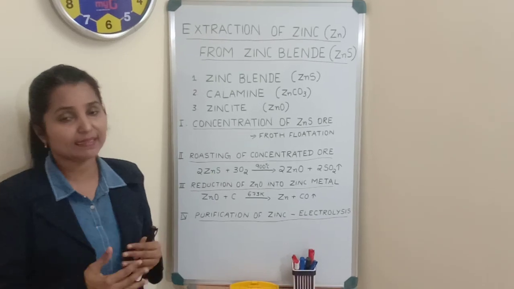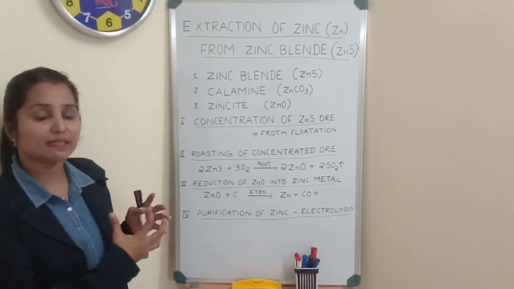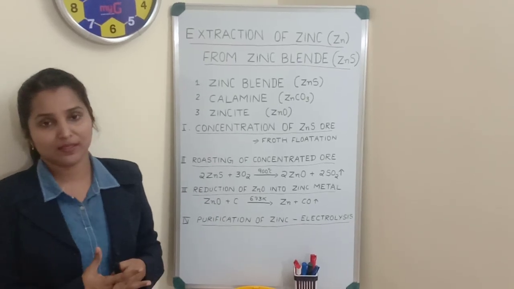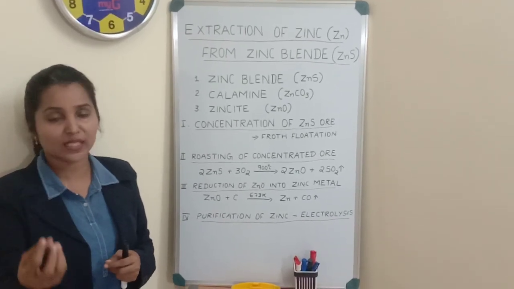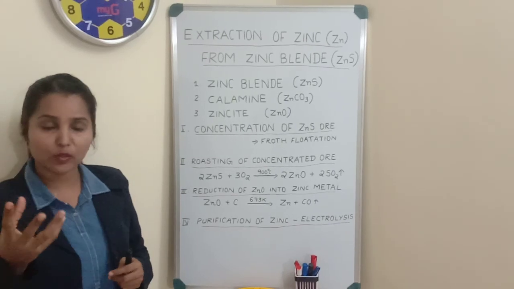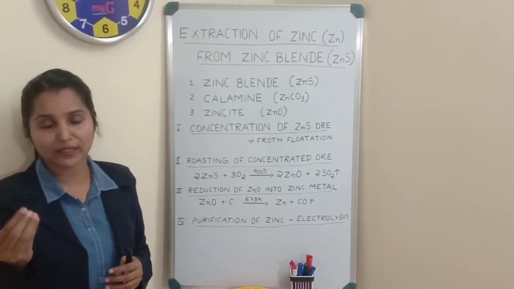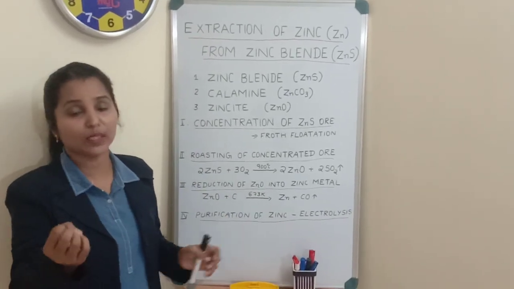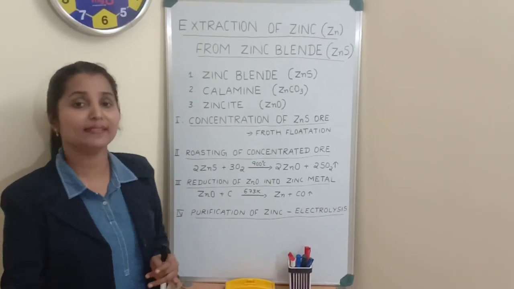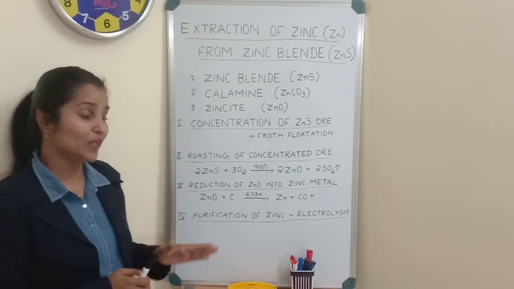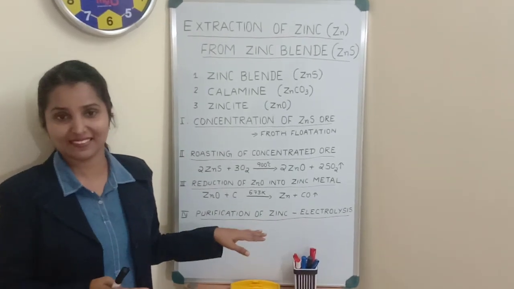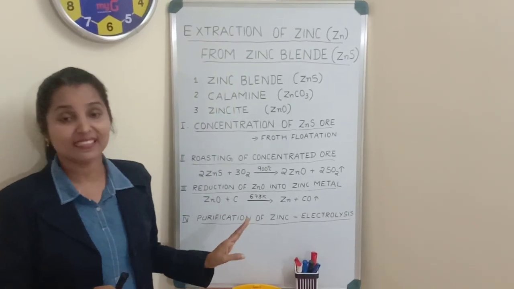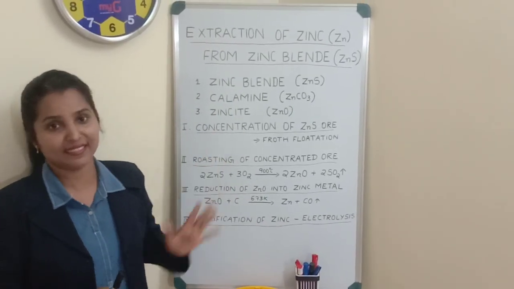When the electricity passes, this pure zinc will be deposited on the cathode and the cathode bulges out. And the anode will be slowly losing its weight and the anode mud, or the impurities or unwanted materials that are present along with this impure zinc, will be deposited as anode mud or anode sludge. So you will get the refined pure zinc. So this is all about extraction of zinc from zinc blende, that is zinc sulfide, ZnS.